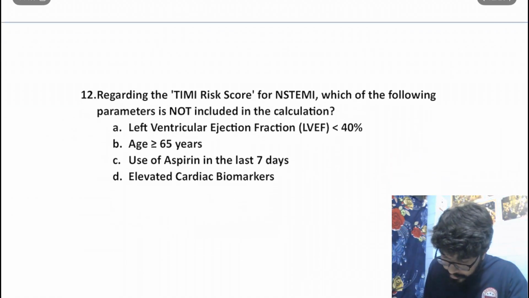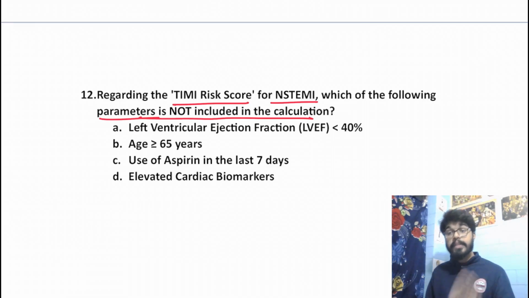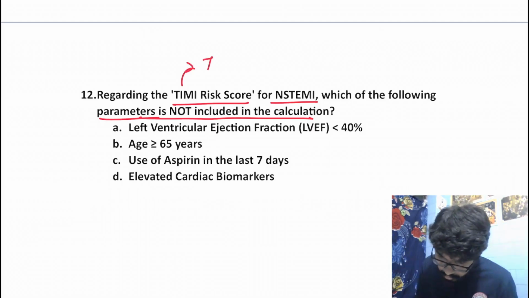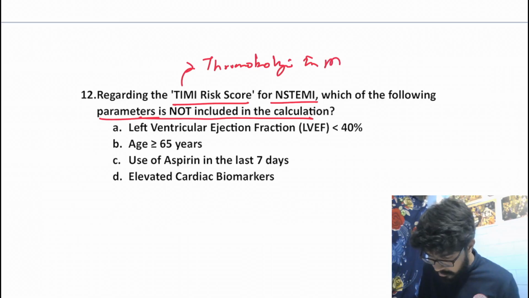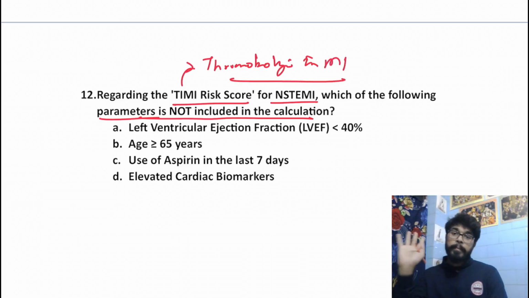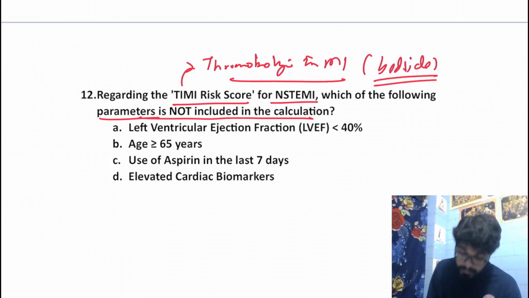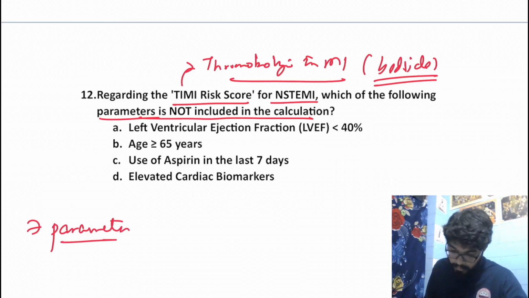Now, regarding the TIMI risk score for NSTEMI, which of the following parameters are not included in the calculation? Now, this TIMI score, although it is not better than Grace, also known as Thrombolysis in MI score, is a bedside test. It is a bedside test, right? And we consider 7 parameters. What are the 7 parameters?